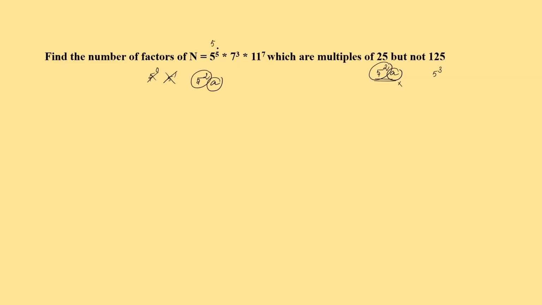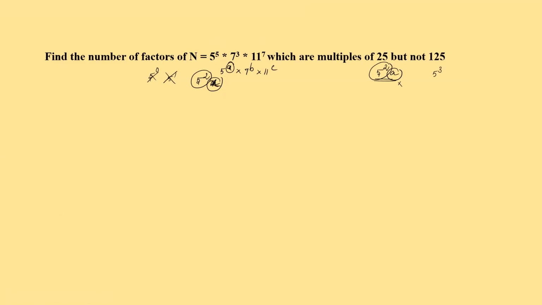So if I take this as 5 power a into 7 power b into 11 power c, let me write it down so that you can read it properly here. So if I write it in the format 5 power a into 7 power b into 11 power c, then I can say that this value a, let this be x here.